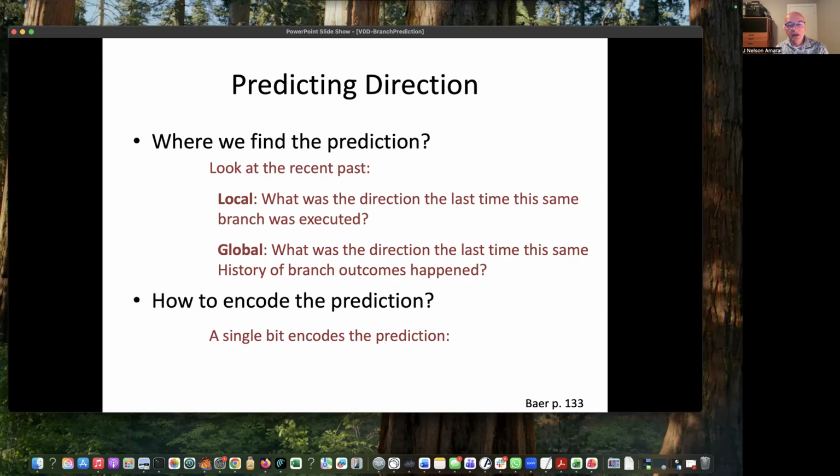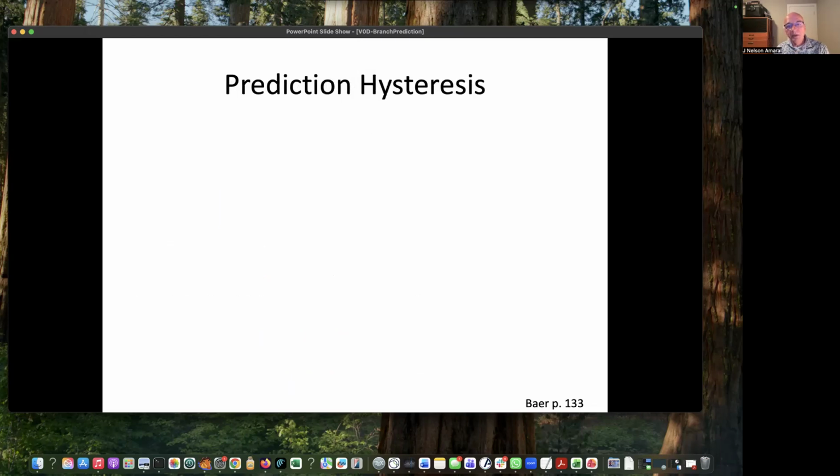The prediction can be encoded as a single bit that will say whether the branch should be taken or not taken. And the prediction bit can be set at the prediction time. So when I make the prediction, I record what my prediction was in a single bit. What if I wanted to have hysteresis in my prediction? The best way to understand hysteresis is to think about something that we are all very familiar with, especially in the winter. That is the thermostat that we have in our homes and how the thermostat controls the heating system in our homes.